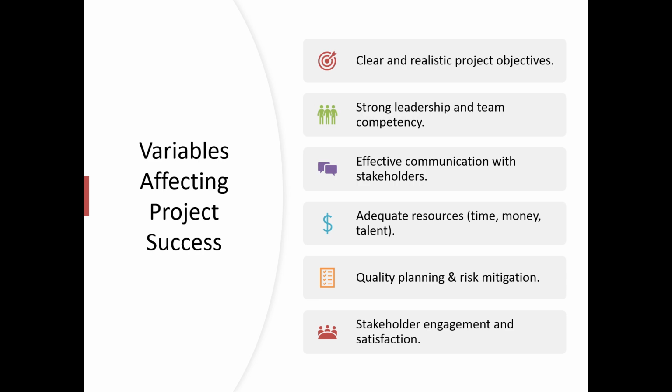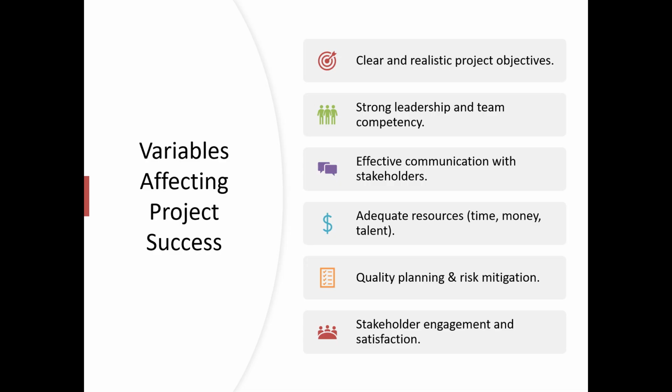Now let's talk about variables affecting project success. Several key variables influence whether a project is successful. These include having clear and realistic objectives, strong leadership and competent team members, effective and consistent communication with stakeholders, adequate allocation of time, money and skills, good quality planning and strong risk mitigation, and finally, stakeholder engagement and satisfaction. If even one of these variables is missing, the project may encounter delays, quality issues, or stakeholder dissatisfaction.